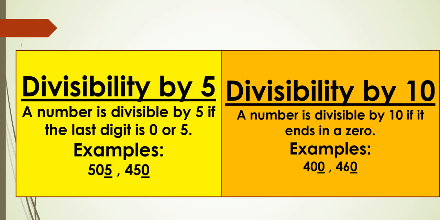Next test is divisibility by 10. Now we have to check whether a number is divisible by 10 or not. What we have to do? We have to see the last digit. A number is divisible by 10 if it ends in a 0. Okay? The last digit must be 0. For example, 400 and 460, the last digit is 0, so it is divisible by 10.